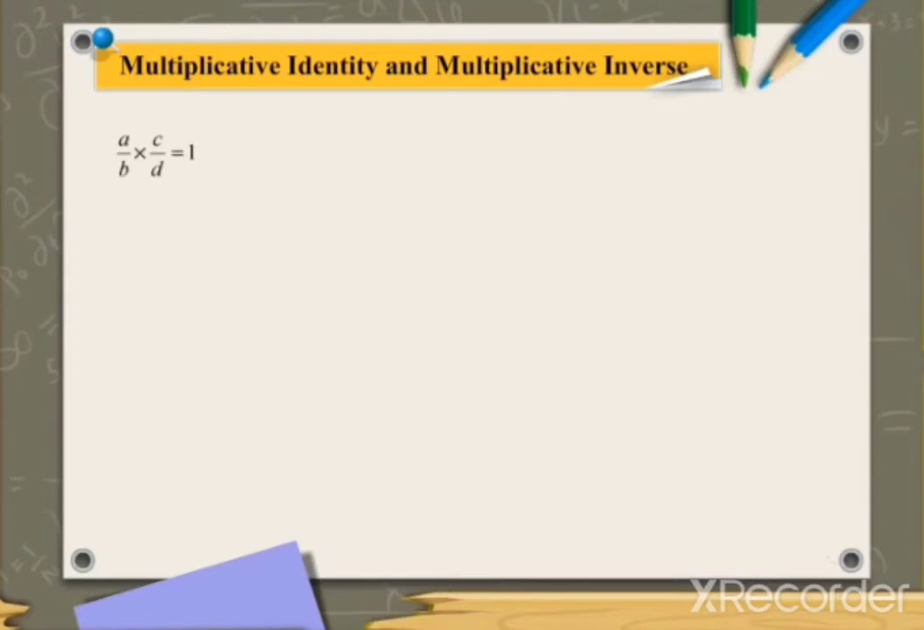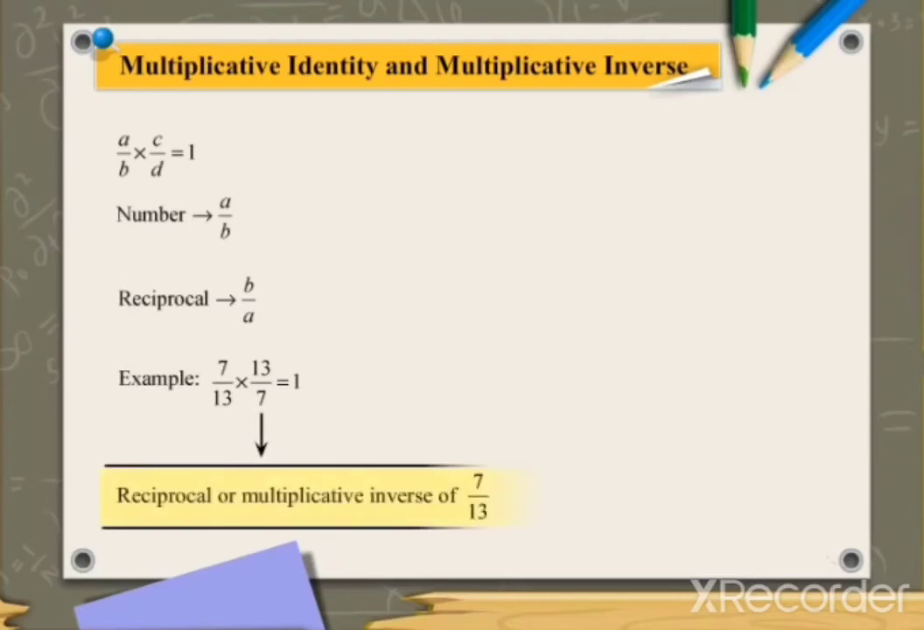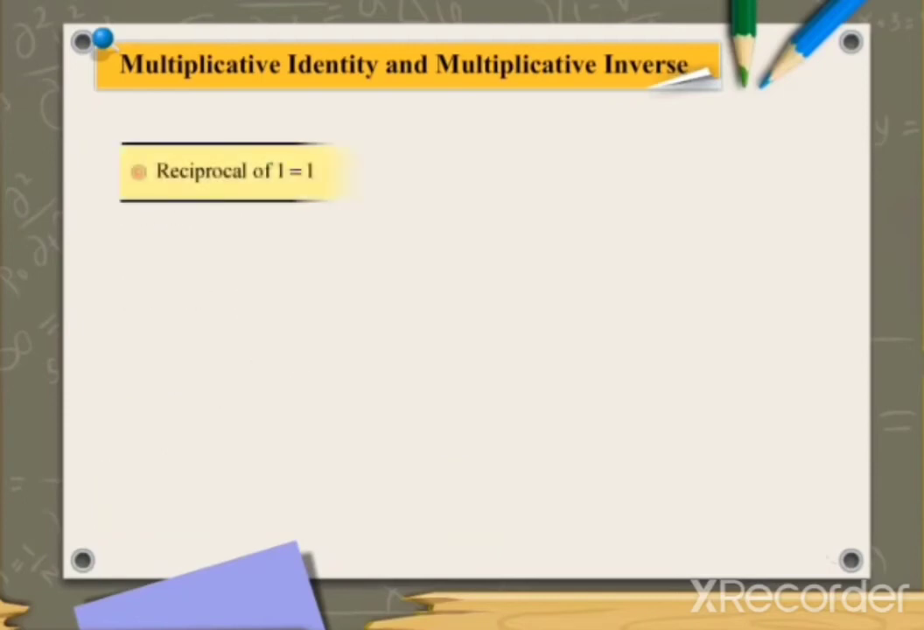For every rational number a upon b, there exists a rational number c upon d, such that a upon b into c upon d is equal to 1. The reciprocal or multiplicative inverse of the fraction a upon b is equal to b upon a. The reciprocal of 1 is 1. The reciprocal of minus 1 is minus 1.